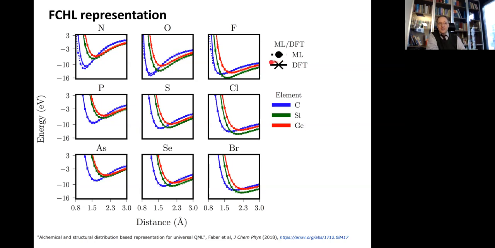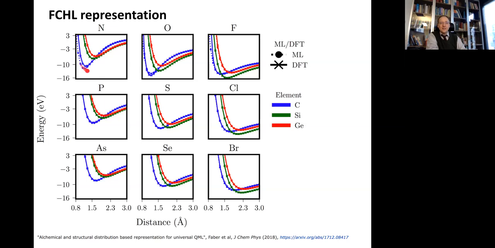And then there are machine learning predictions superimposed, and on many curves, they are so close to each other that it's hardly distinguishable. Maybe the largest outlier is the prediction of this HCN molecule here, where you have the largest deviation.